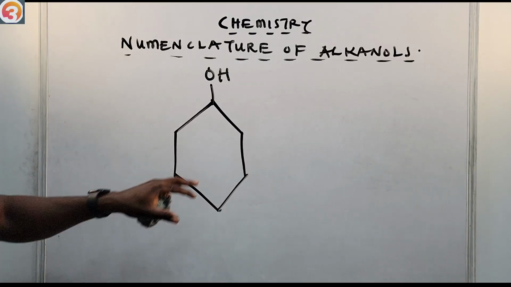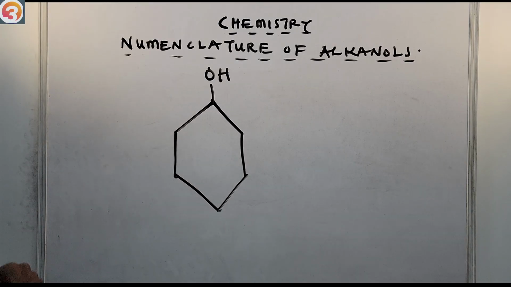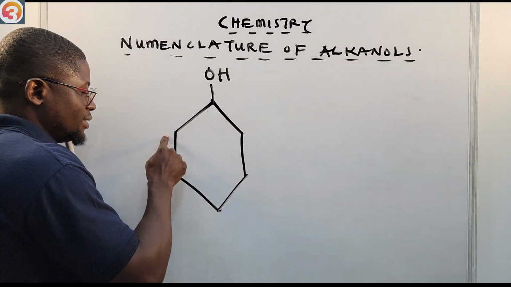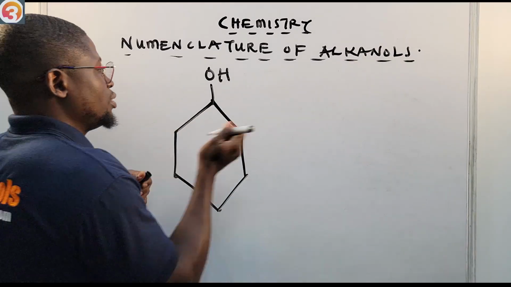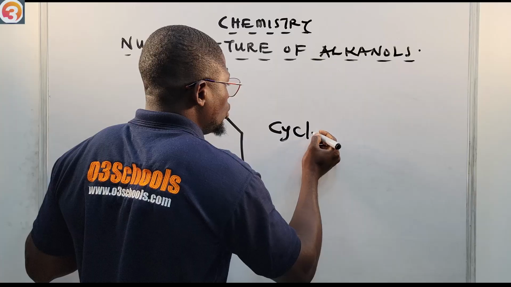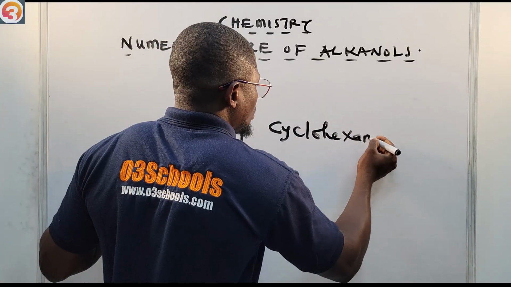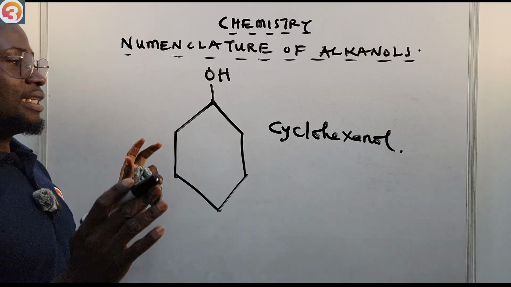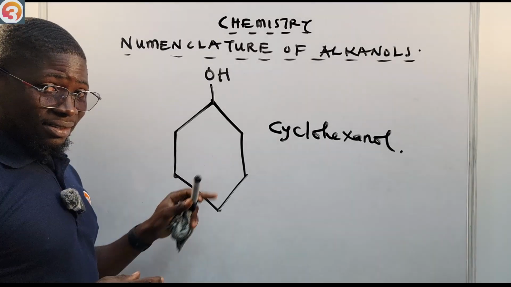Because of this, we just call this cyclohexanol. Why? Because we have 6 carbon atoms, 1, 2, 3, 4, 5, 6. There are 6 carbon atoms, so you simply call this one cyclohexanol. It's as simple as ABC. This is not a benzene ring. This is a cyclic compound.